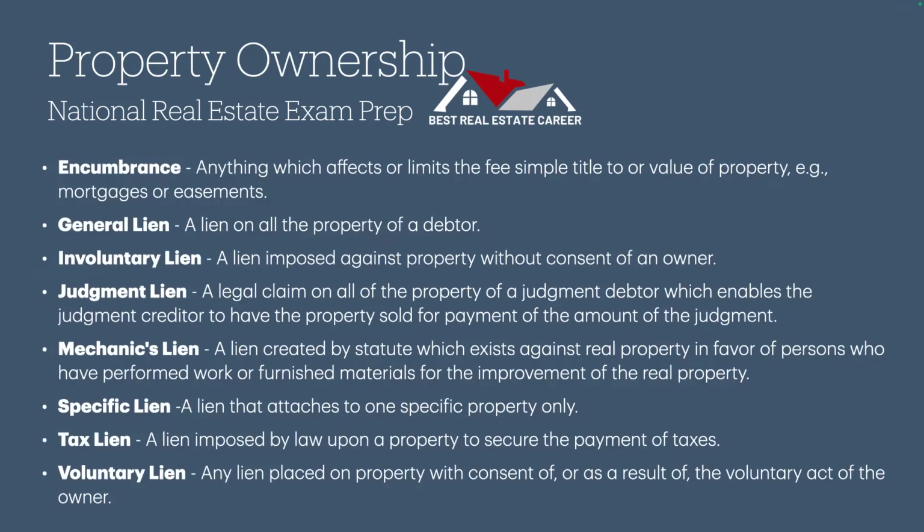Now, here's some important vocabulary that we need to keep in mind. So when we're going through, and again, this is all property ownership. These are all property ownership type examples that we're going to have to know. And so we're talking about encumbrances. So anything which affects or limits the fee simple title to or the value of the property. This could be mortgages, right? The mortgage is an encumbrance on the house.